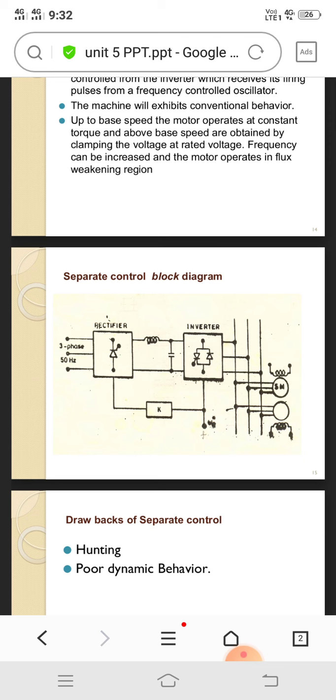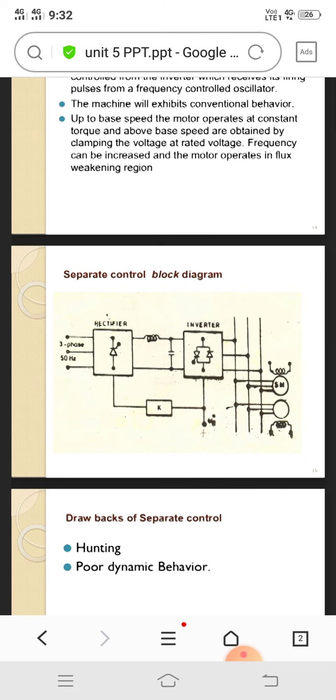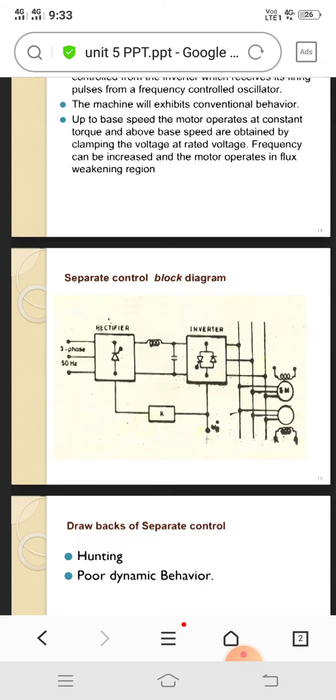The rectifier receives the input, a three-phase input supply with proper frequency. After receiving this supply, it operates with switching sequences. The switching sequences I already described in the earlier classes. After the rectification, the three-phase AC is converted into three-phase DC.